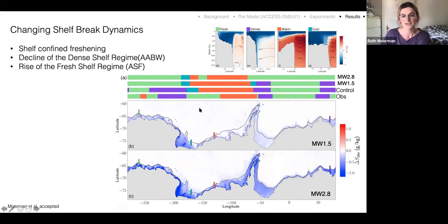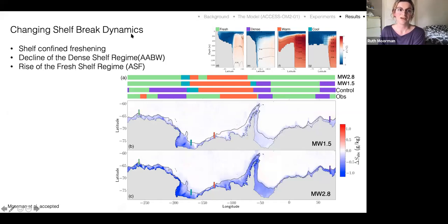So this is similar to what I was showing you before in terms of a projection of this classification of different stretches of the shelf margin into different dynamical regimes. So this is what we had from the observations from Andy Thompson. This is what we had from our control experiment. And then we've looked at the final year of our two perturbed experiments.